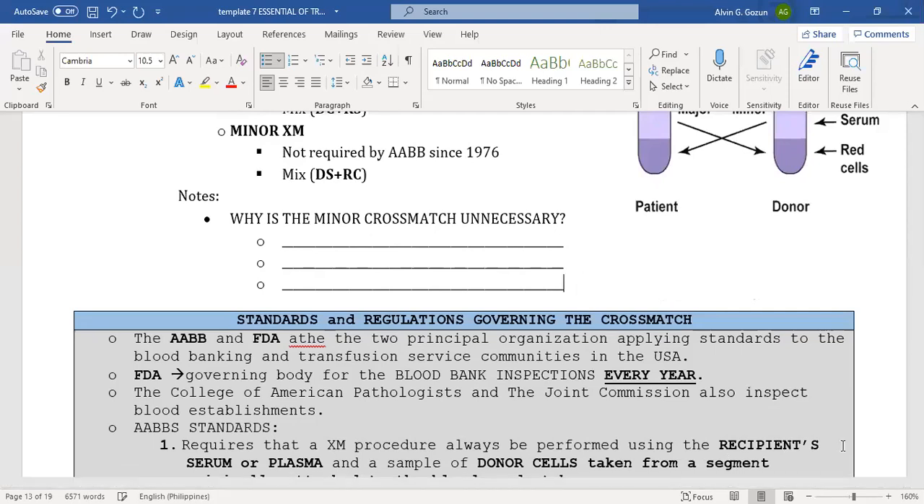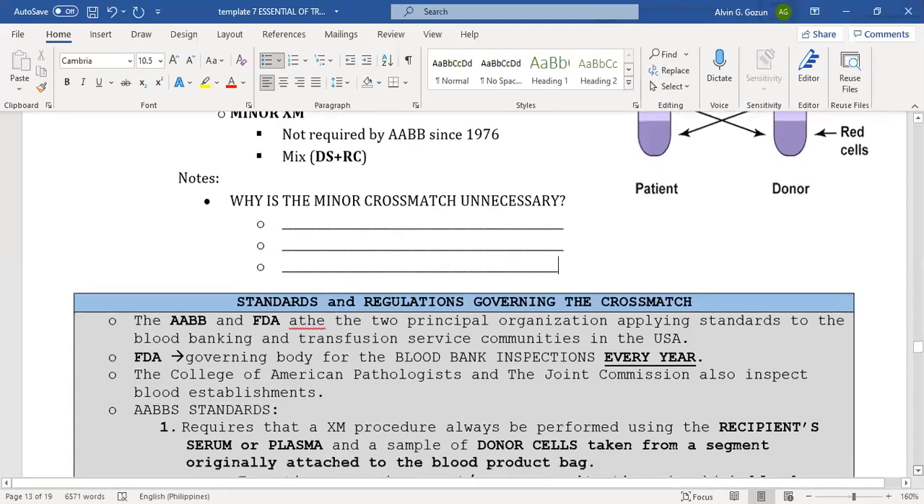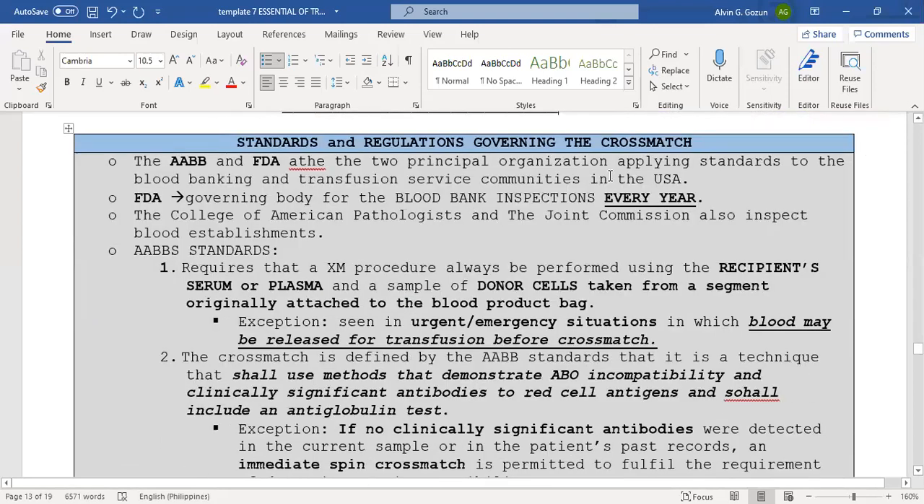Okay, so here, let's proceed. So standards and regulations governing the cross-match. Ano ba yung kailangang tandaan? Yung mga standards and regulations na kailangang i-follow for cross-matching. Number 1, the AABB and the FDA are the 2 principal organizations applying standards to the blood banking and transfusion service communities in the United States of America. So, according to FDA, the FDA is the governing body for blood bank inspections every year.